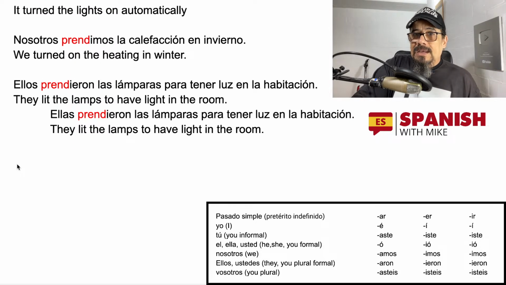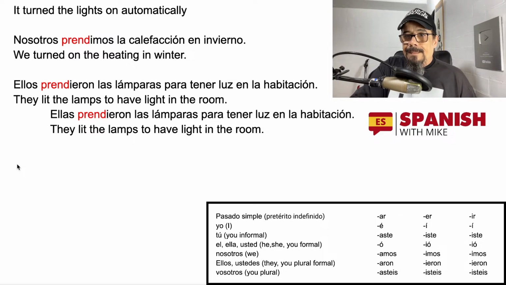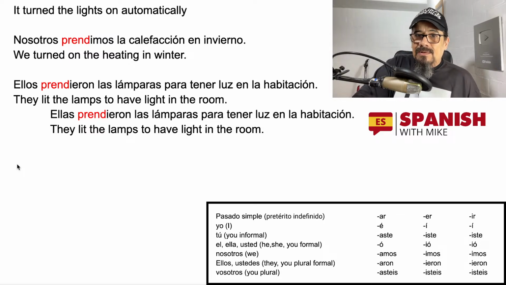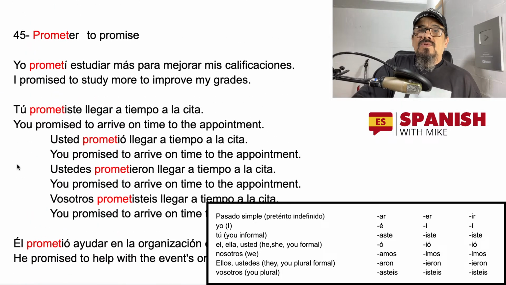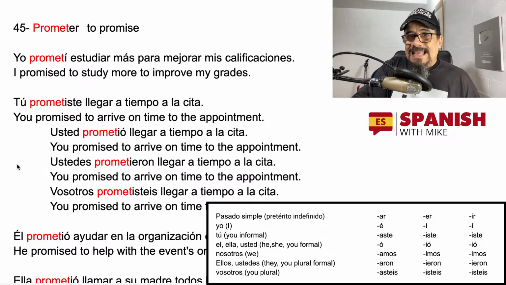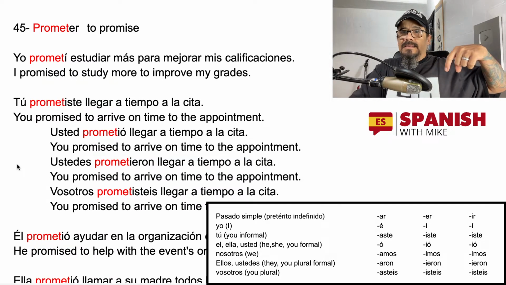And ellos prendieron las lámparas para tener luz en la habitación. They lit the lamps to have light in the room. Male. Ellas prendieron las lámparas para tener luz en la habitación. Female. Let's move to verb number 45. Prometer. Again, second column down here.